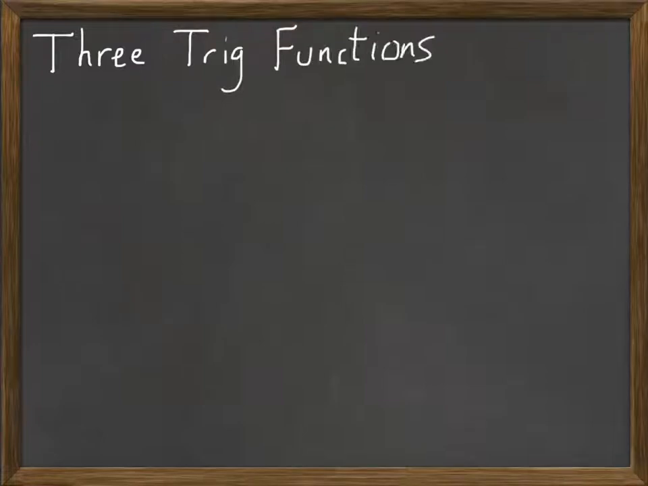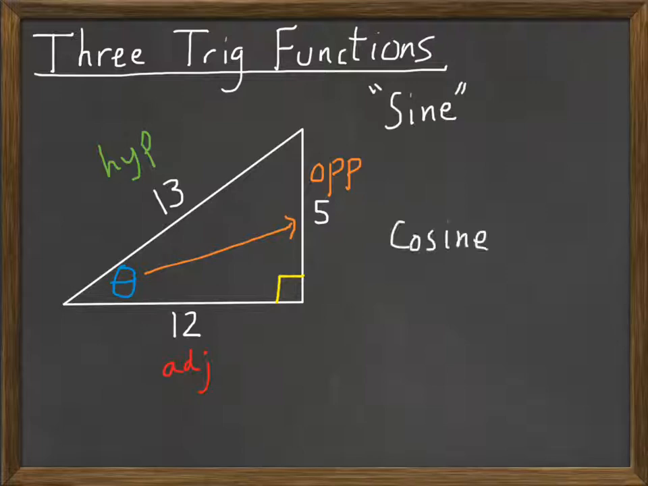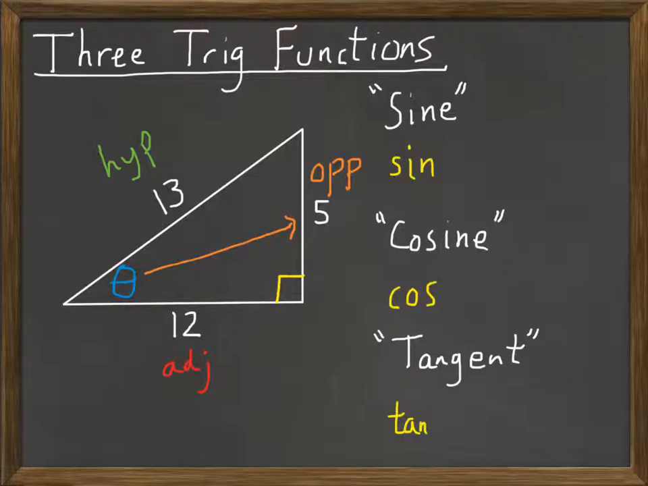Alright, so these three sides of a right triangle form the basis for three basic trig functions. We'll define these with our old friend, the 5, 12, 13 triple. Okay, so the first thing you need to do in pretty much any trig problem is label the sides. So based on where our angle theta is, I've labeled where the opposite, the adjacent, and the hypotenuse are. The three trig functions are called the sine, the cosine, and the tangent. Or often we abbreviate them with sin, cos, and tan.